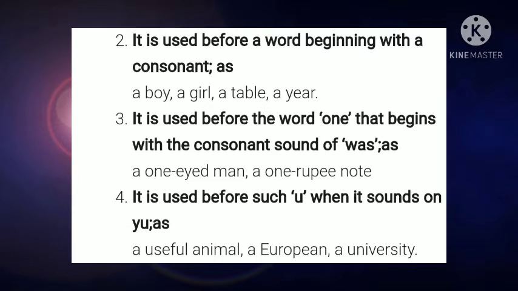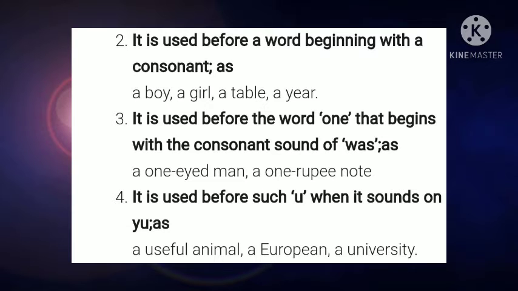In the third condition, we use the article a when the word sounds with a u sound, a "you" sound. For example, a useful animal, a European, a university. In all these types of sentences we have to use the article a.